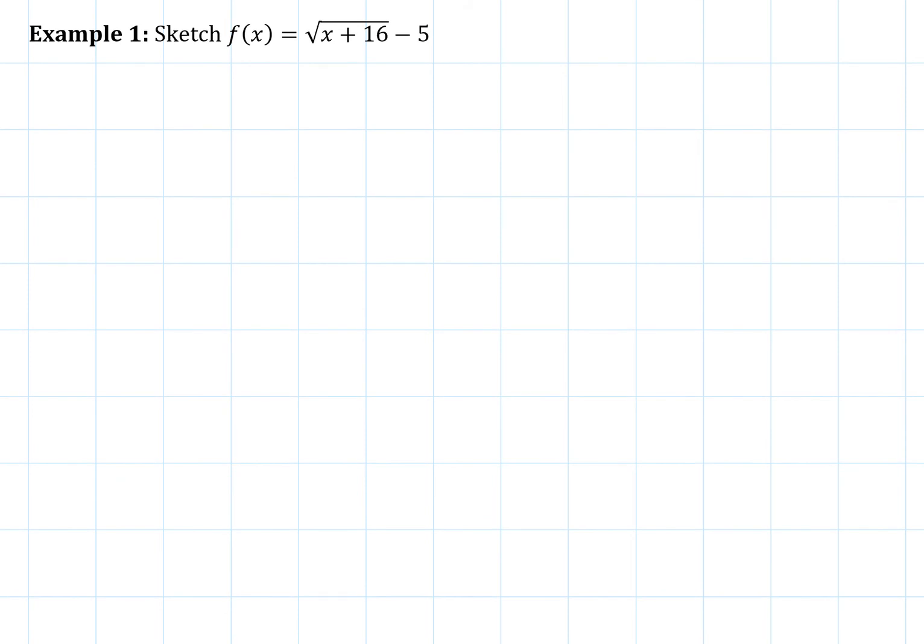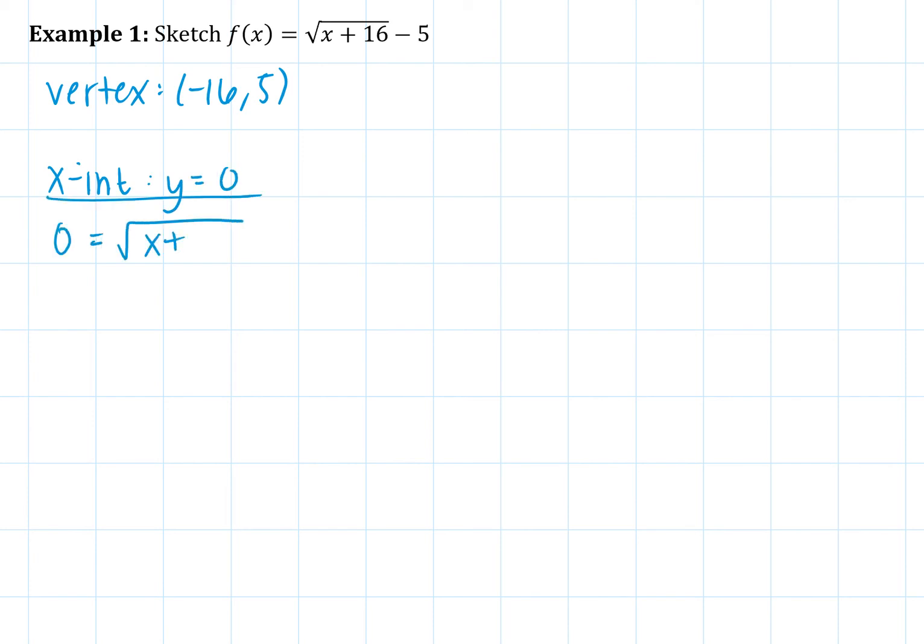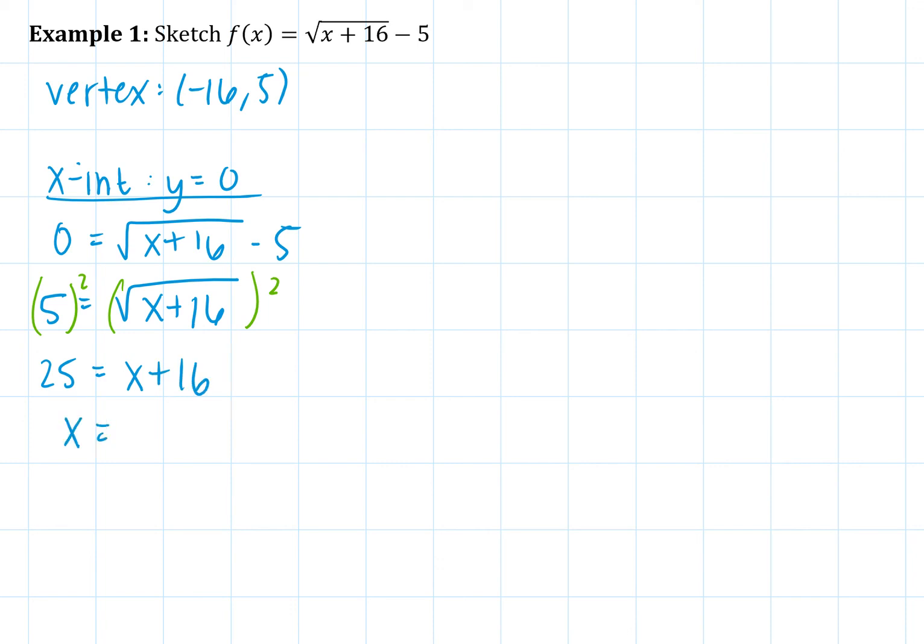If we have the function f of x equals the square root of x plus 16, minus 5, we know immediately it has a vertex at (-16, -5). Of course, we always want to find the intercepts because those are interesting points to plot. So let's find the x-intercept first. We know that no matter what kind of function it is, you always find the x-intercept by setting the y value equal to 0. And now you guys are quite good at solving radical equations, so you isolate a root, square both sides, and then solve for x.